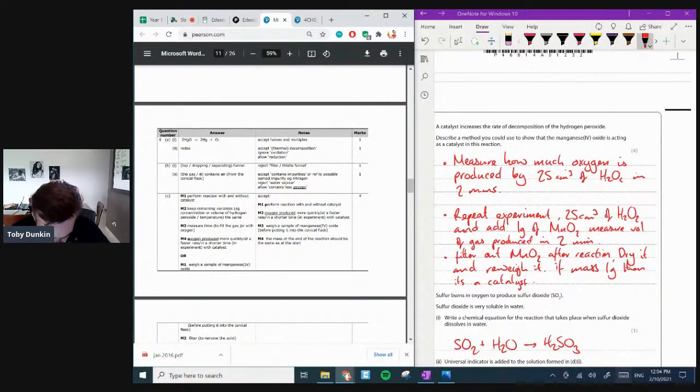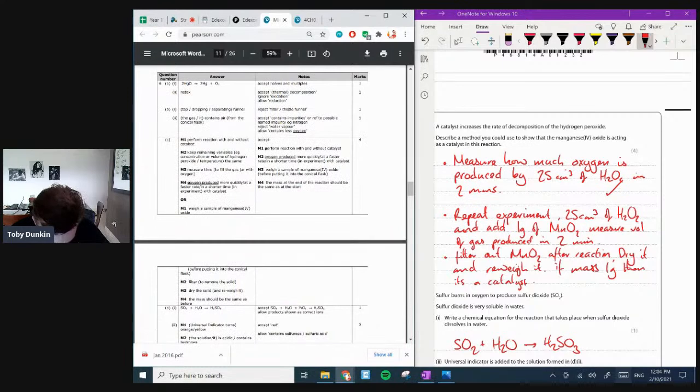So, perform reaction without catalyst. Yay, 1 mark. Keep remaining variables, concentration, volume of hydrogen, all the same. Measure the time to fill the gas jar. Produce as quickly as... Oh, okay.